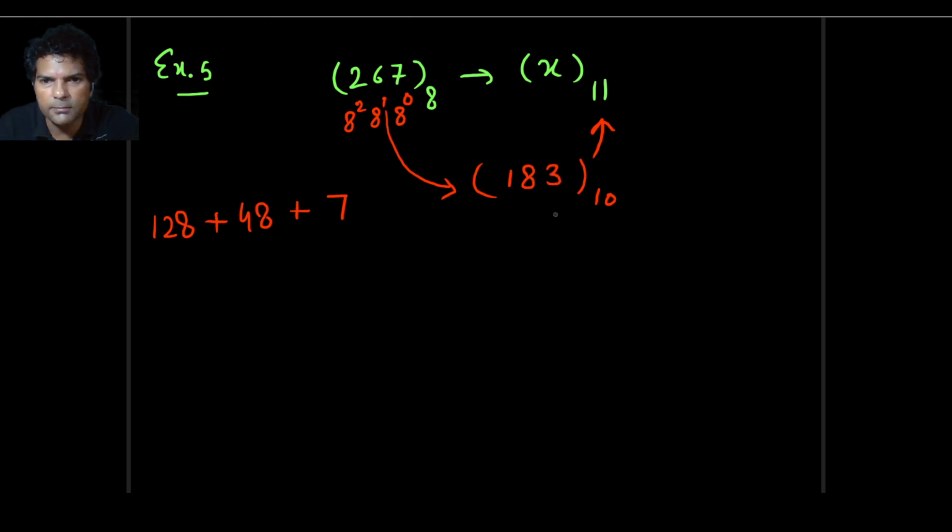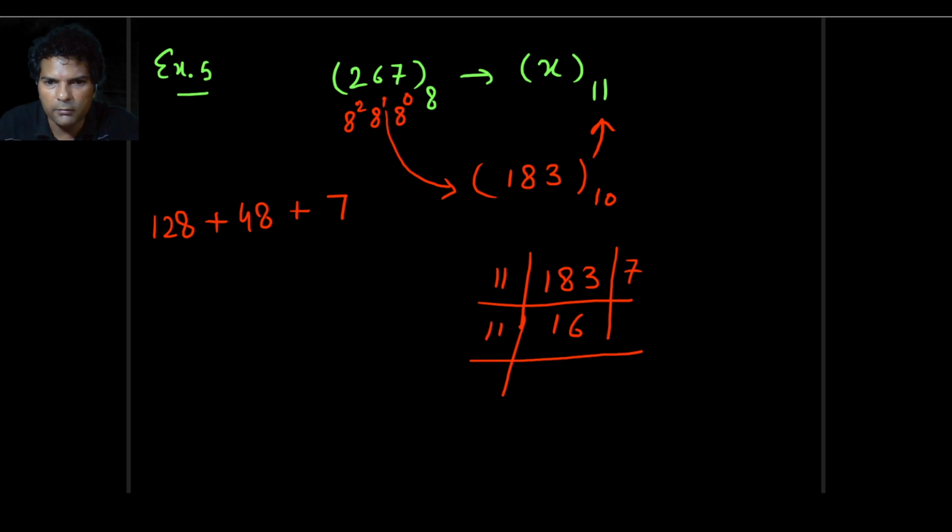So 183 is base 10, and we need to convert this into base 11. That is very simple, successive division. So 183 divided by 11: 11 times 6 is 66, no, 11 times 16 is 176, so the remainder is 7. Now again 11 goes into 16 once, with remainder 5. So now the answer is 157 in base 11, that is the final answer. So x is 157. Clear?